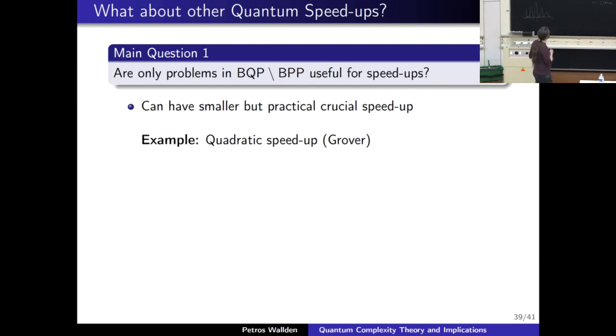So the first question is, are the only problems that we have quantum speedups for those in BQP but outside BPP? Is this the only type of problem we care about? No, that's not the case. We can have smaller but practical speedups. Already we know that Grover gives a quadratic speedup, which is a very generic speedup, and it's really important in practical terms, but it is not there because it's basically outside BQP.